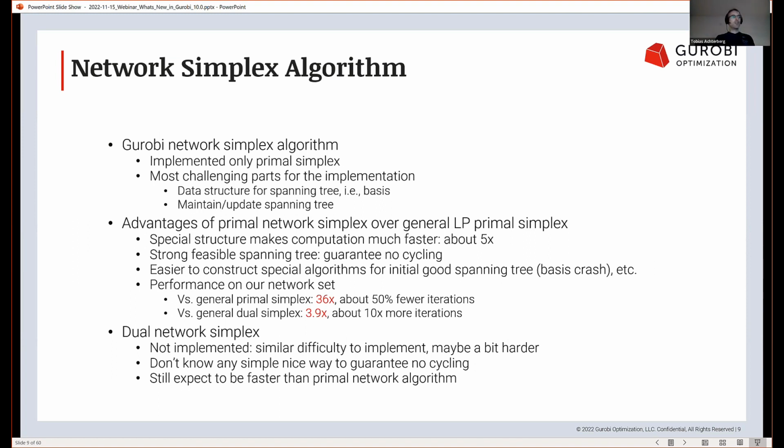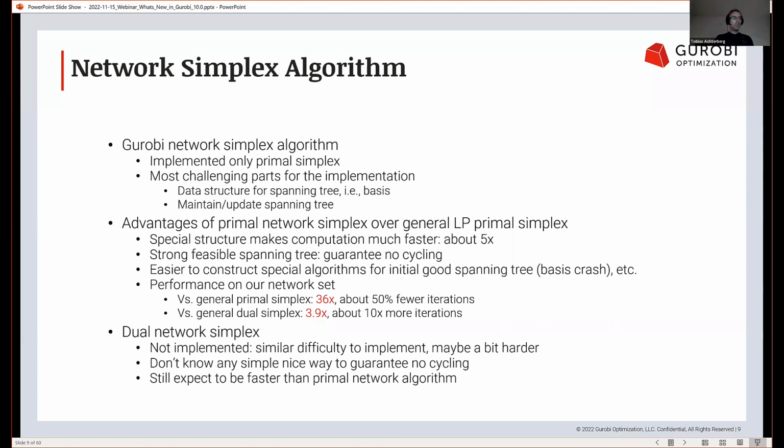And if you look at the performance on our network test set, then compared to the general primal simplex algorithm, this network algorithm is 36 times faster. And dual, of course, is the better simplex algorithm, but even compared to dual, it's almost 4 times faster.